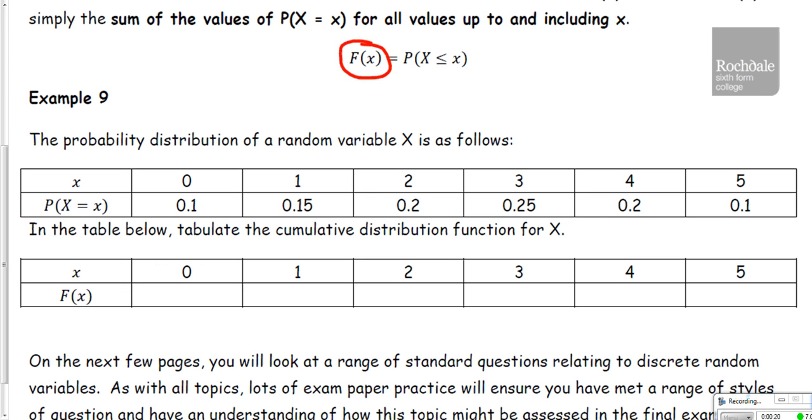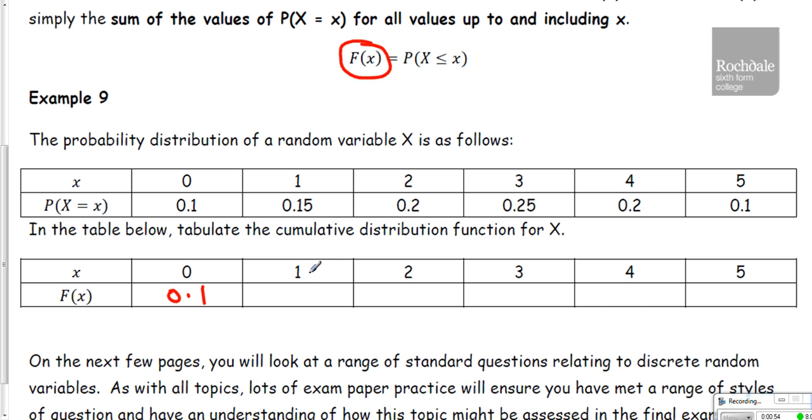So we've got a probability distribution here, and underneath it's asking us to tabulate, or in other words, fill in the table for the cumulative distribution function. So same values on the top, and underneath it's asking us what is the cumulative probability up to that particular value. So the first one is just the same as in the original table.